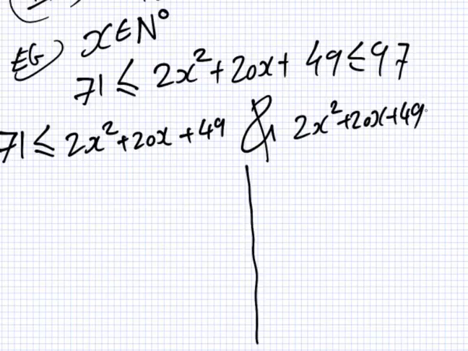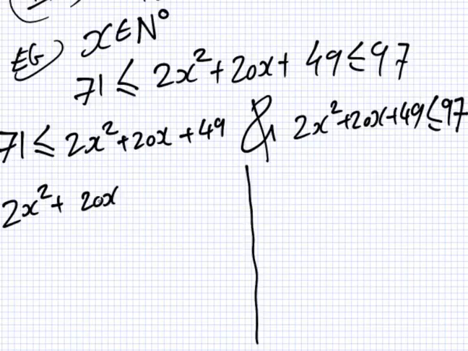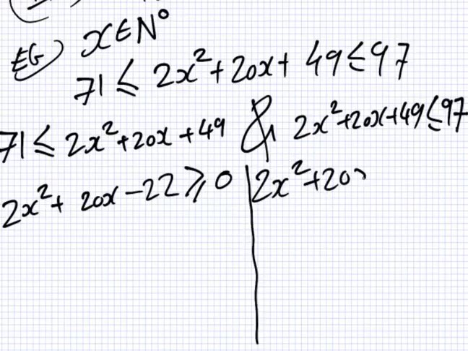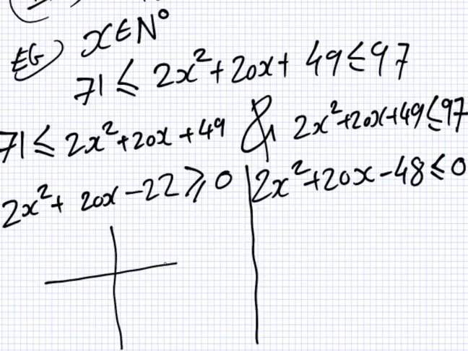Now on the other side, you can do something similar. 3x plus 7 must be smaller than or equal to 0. And 2x plus 9 must be smaller than or equal to 0. x must be smaller than minus 7 over 3. And x must be smaller than minus 9 over 2. So again, on your number line, there's minus 9 over 2 and there's minus 7 over 3. So I need x to be smaller than minus 7 over 3. And I need x to be smaller than minus 9 over 2.